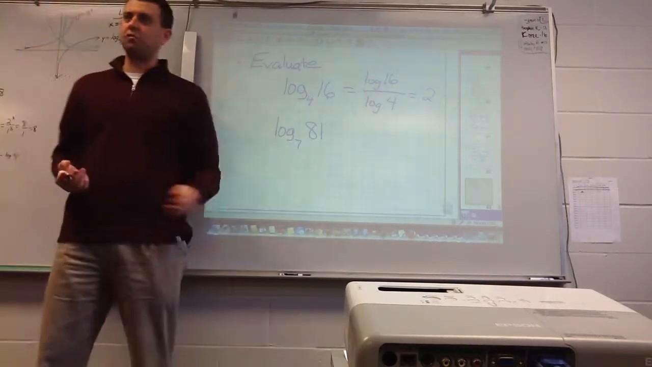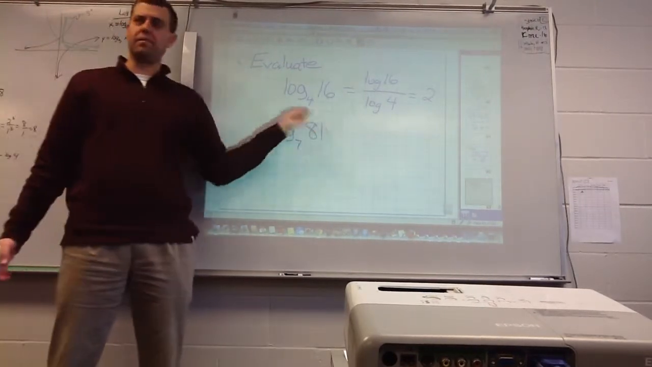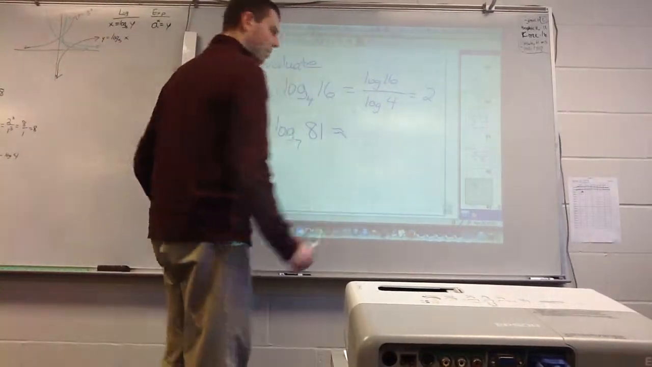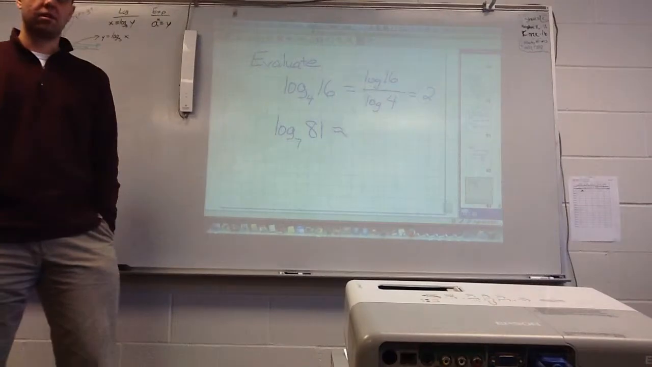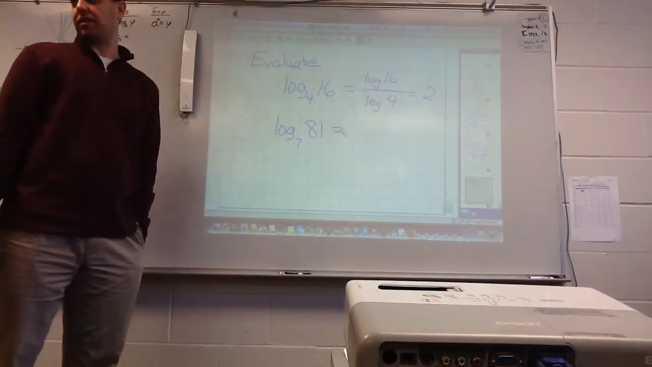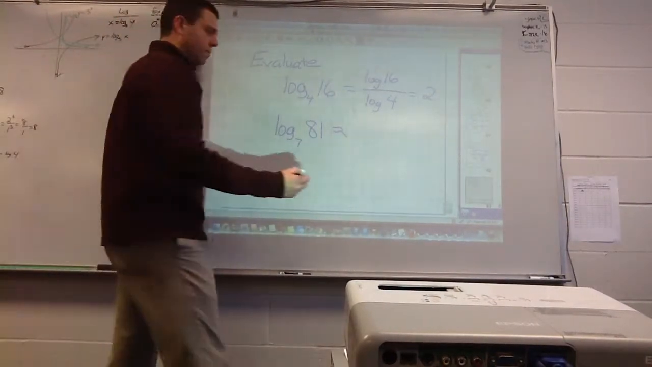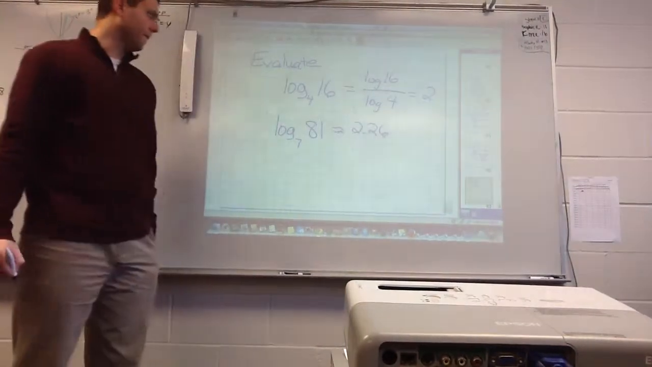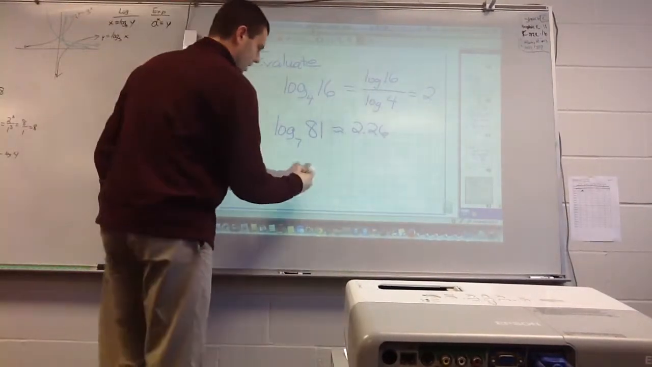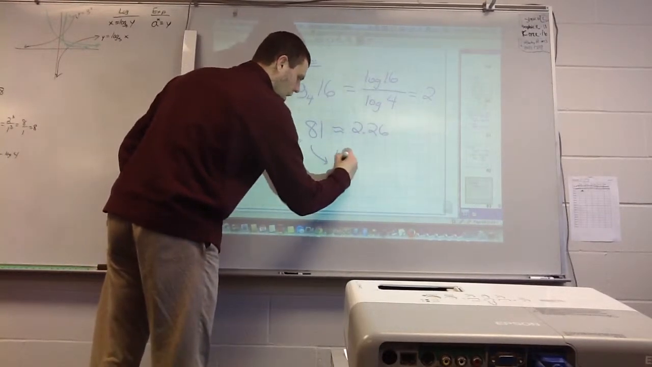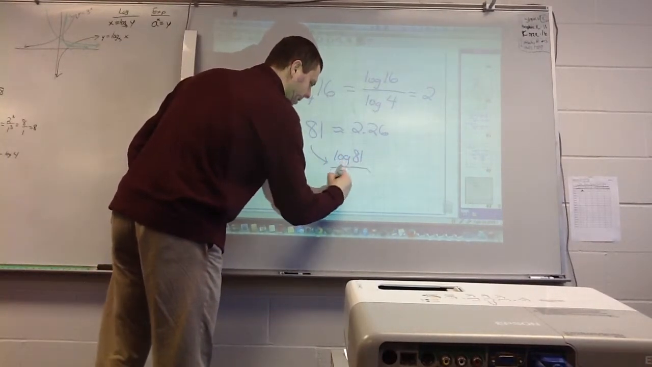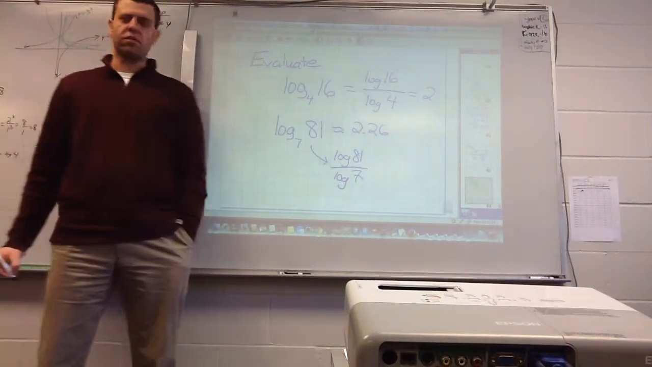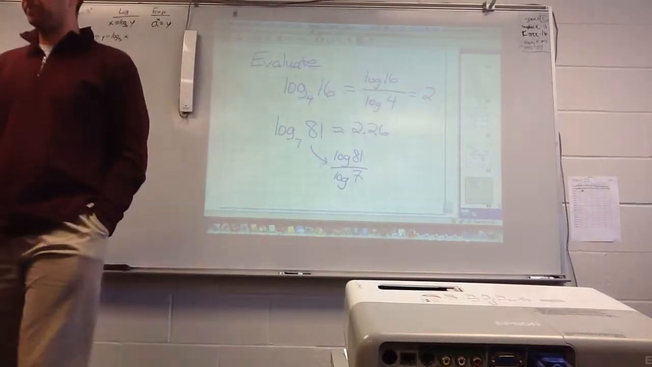Well, use your change of base formula. Take the log of the big number divided by the log of the base, and you should get some number between 2 and 3. 2.26. Is that the correct rounding, everybody? 2.26, because again, you did log of 81 divided by the log of 7. So there's your change of base formula.